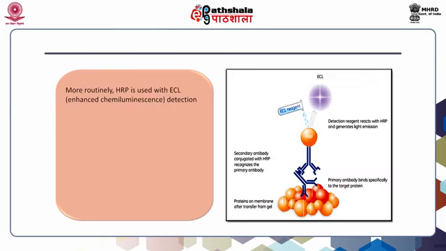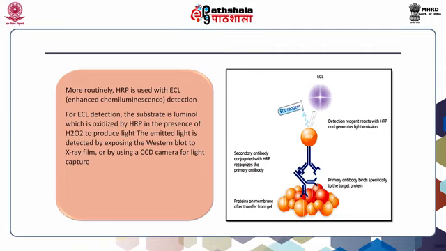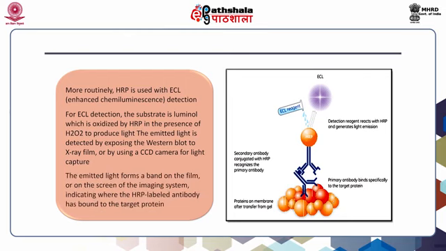More routinely, HRP is used with ECL for detection. For ECL detection, the substrate is luminol, which is oxidized by HRP in the presence of hydrogen peroxide to produce light. The emitted light is detected by exposing the Western blot to X-ray film or by using a CCD camera for light capture. The emitted light forms a band on the film or on the screen of the imaging system, indicating where the HRP labeled antibody has bound to the target protein.